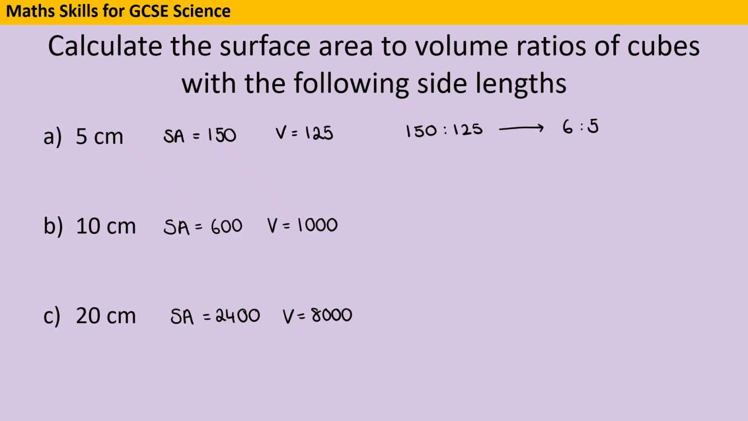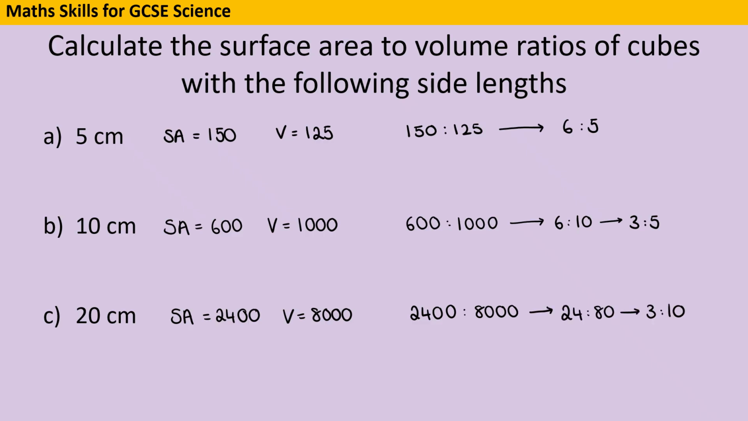So if I put these together in a ratio as 150 to 125 and then simplify that, I'm going to end up with a simplified ratio of 6 to 5. Then likewise 600 to 1000, I can simplify very quickly to 6 to 10 and then half that to get 3 to 5. And then finally 2400 to 8000 simplifies to 24 to 80, which then simplifies to 3 to 10.